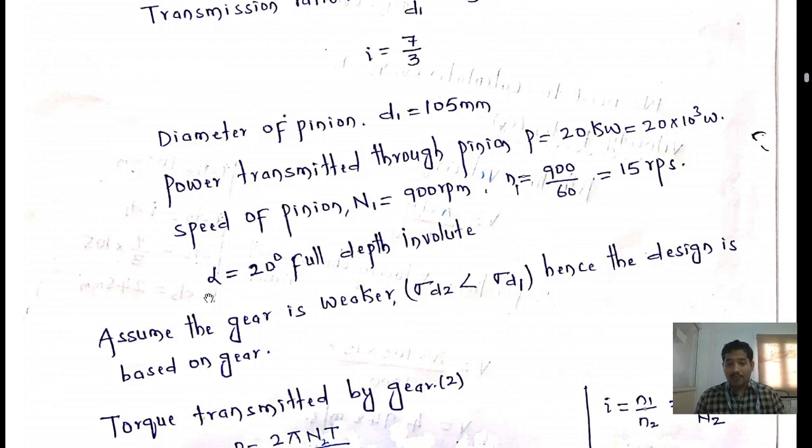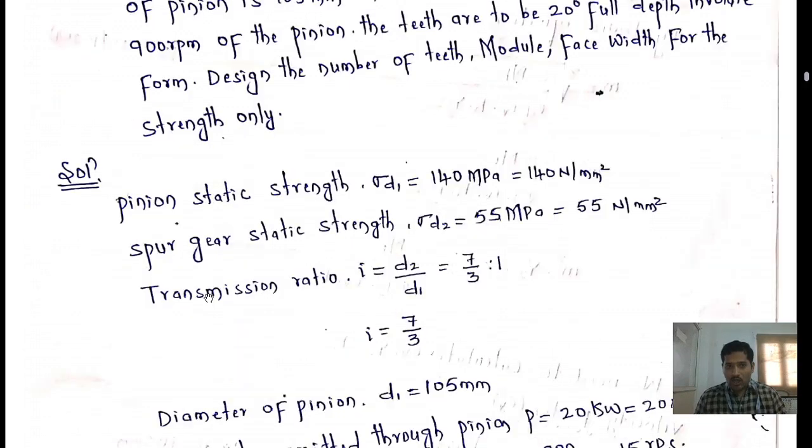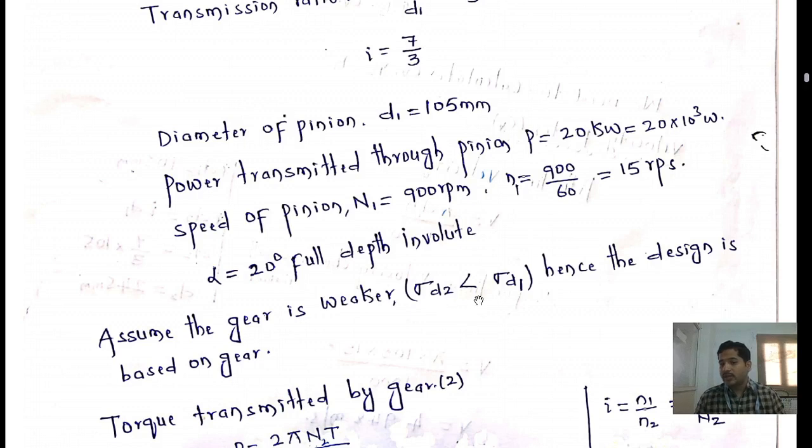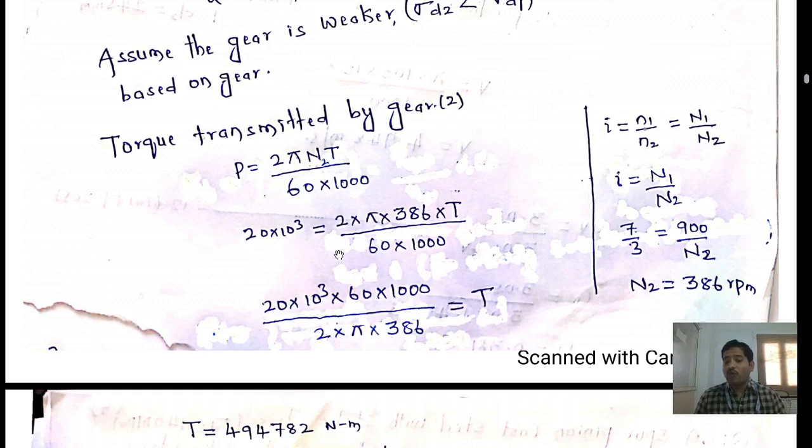In this case we need to assume that the gear is weaker. Why? Because sigma d2 is lesser than sigma d1. So for that reason we can say that the spur gear is weaker than the pinion. We represent sigma d2 is lesser than sigma d1, hence the design is based on the gear. So first of all we need to find out the torque.